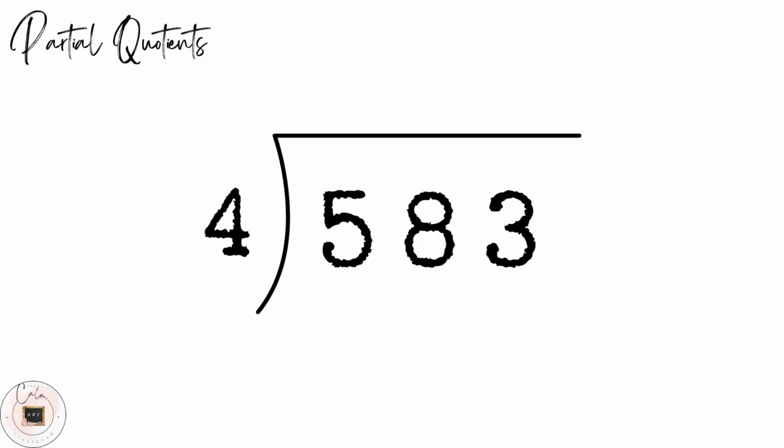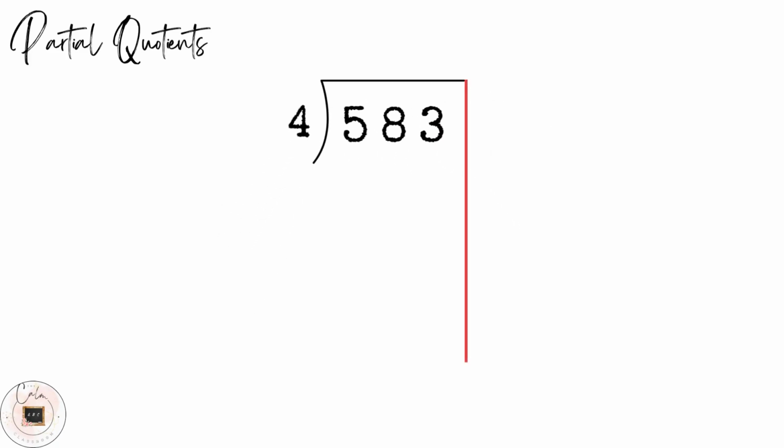Let's start working on partial quotients. We're going to start with the problem 583 divided by 4. Our first step is to add a vertical line on the right side of our division box. Step number 2, we need to think of a friendly number that can be easily multiplied by 4 to get us close to 583 without going over.